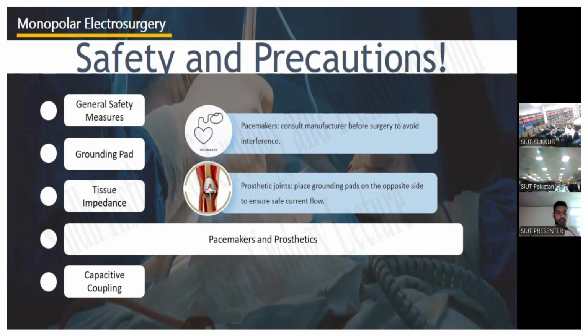And then there are prosthetic joints. If prosthetic joints are in the body, we should place the grounding pad on the opposite side to ensure safe current flow, so that the current does not travel to the prosthetic joint. What do we actually do for pacemakers? If a person has a pacemaker, what do we do?